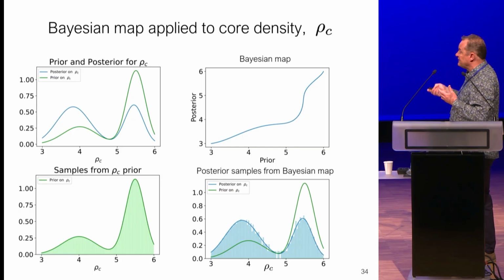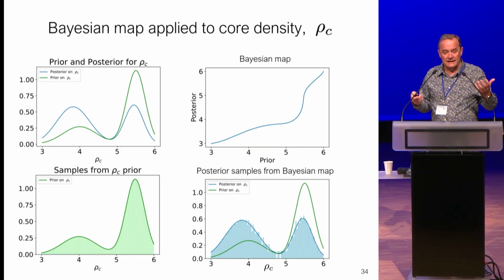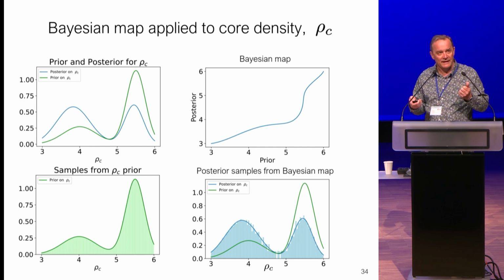And what I'm going to suggest is that another way of looking at Bayesian inference is not to estimate the posterior, but to estimate the Bayesian map. And if you've got the Bayesian map, you've got everything.